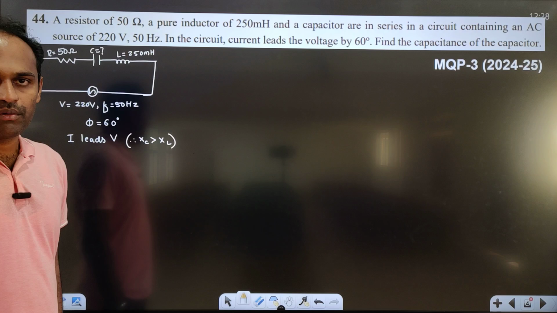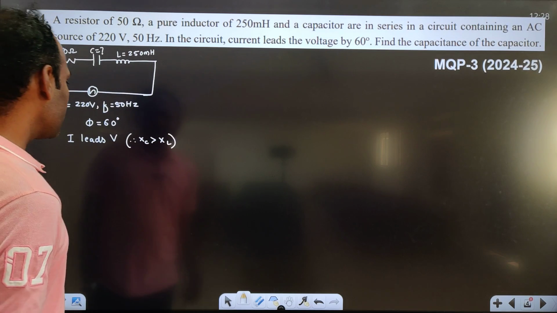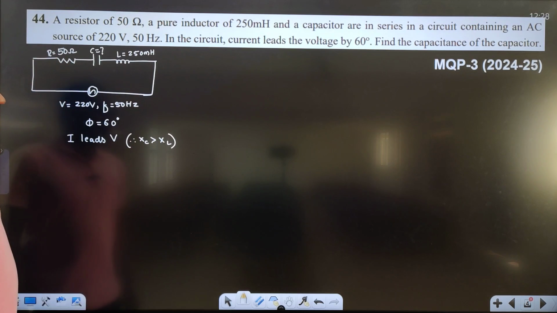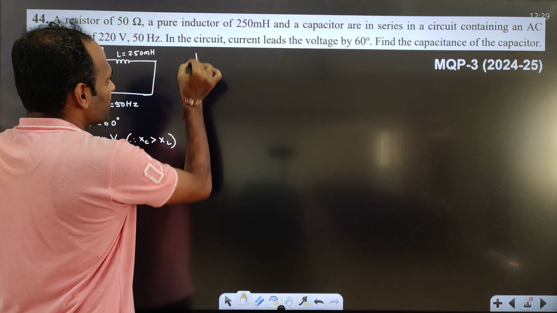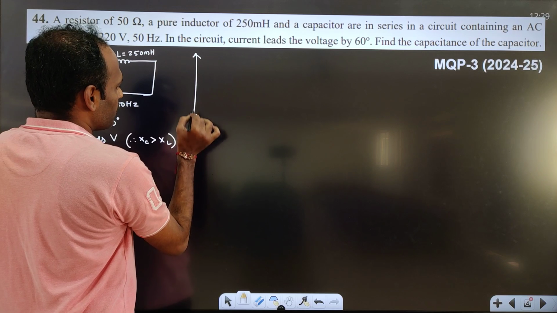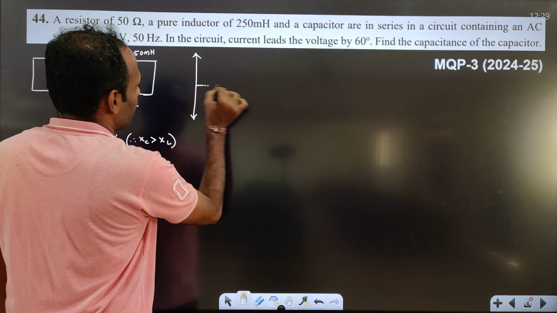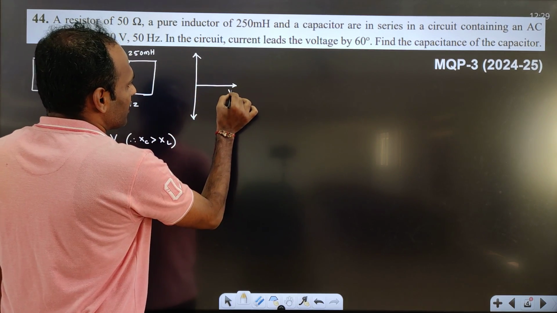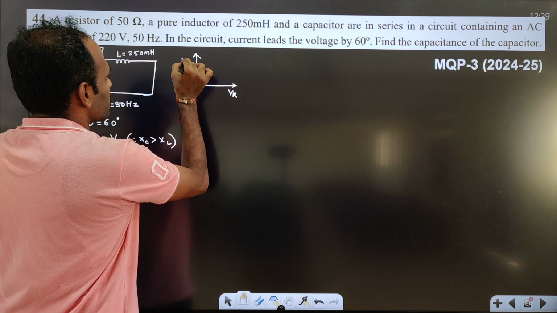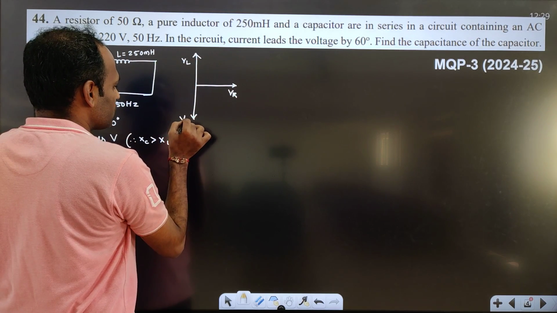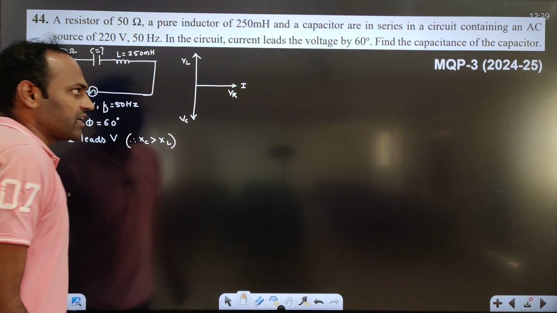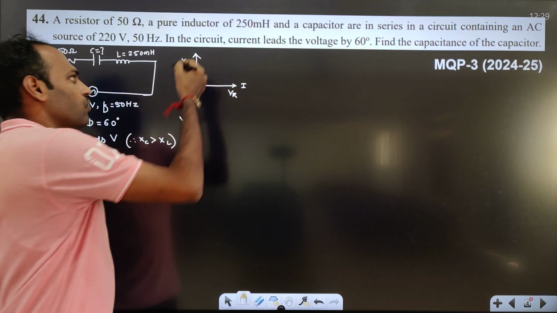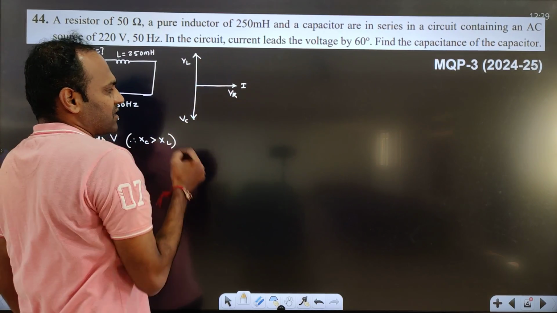Now to find the capacitance, first let me draw the phasor diagram here. See, the phasor diagram comes like this. You can draw the phasor diagram in terms of voltage, or in terms of oppositions. Let me take this one as voltage across resistor, this is voltage across inductor, this is voltage across capacitor. On this same axis I will also take current. Right? So voltage across inductor, capacitor as well as resistor.